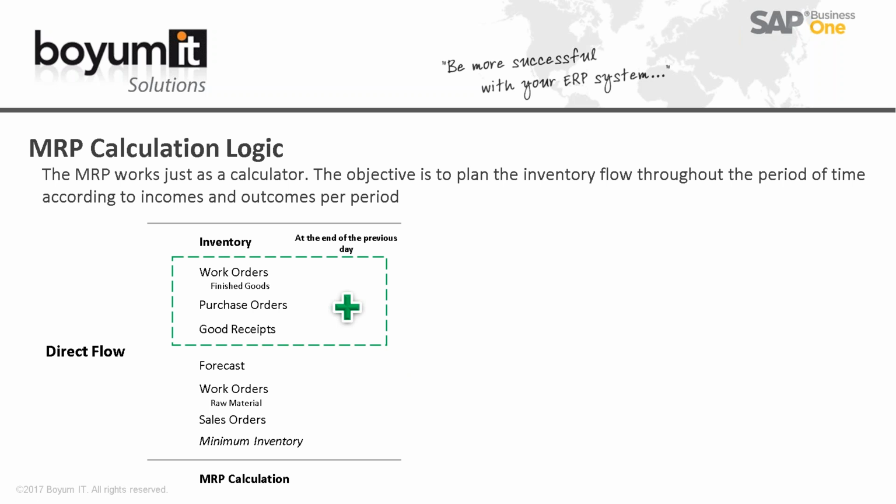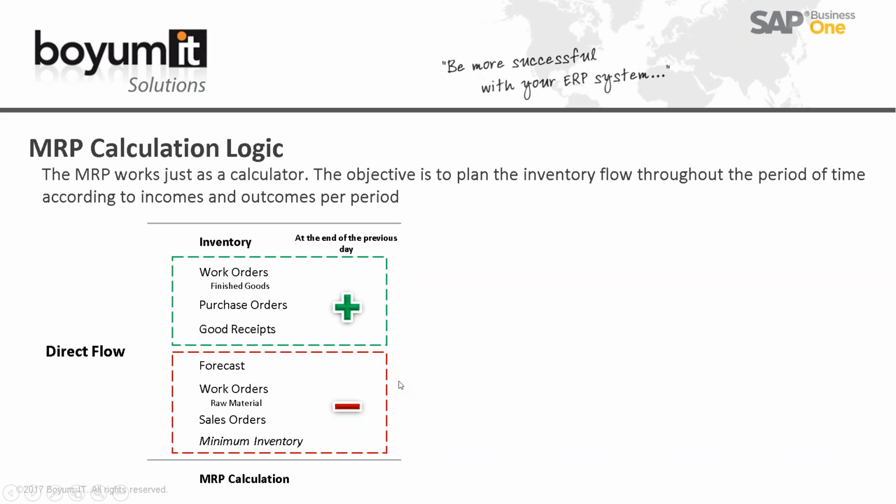These are the things that can sum stock to our inventory. The work orders from the finished goods, that's important. The purchase orders from the raw material or the subassembly that we have, all the products that we need to buy in order to produce. And the good receipts that we have either from the work orders or from the purchase orders.